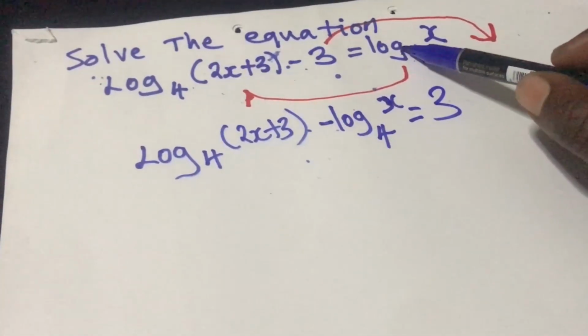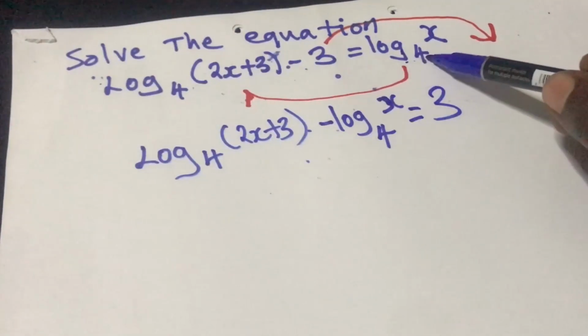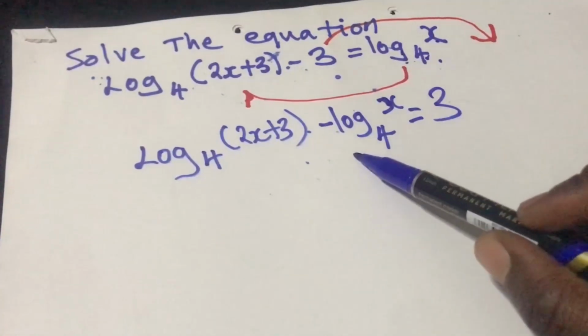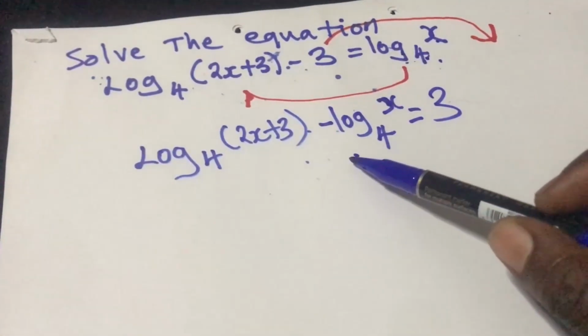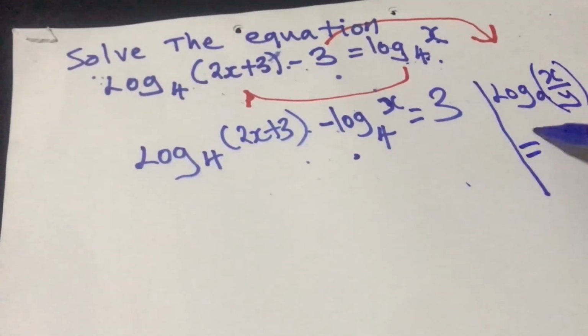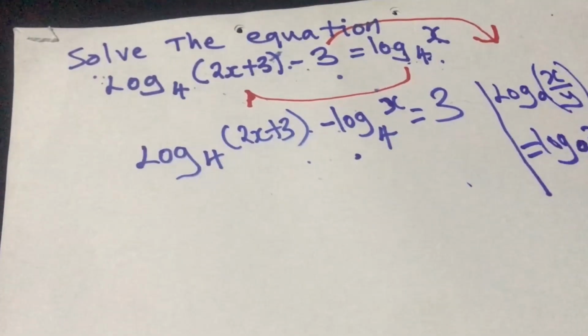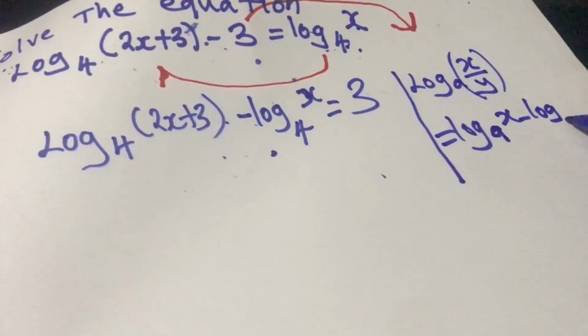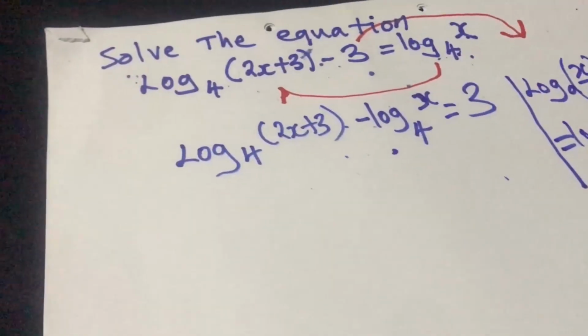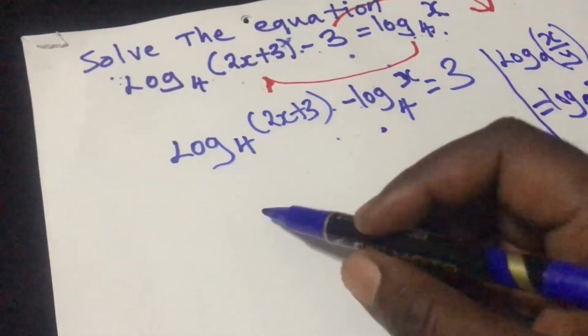And then this log base 4 of x, when it jumps the equal sign, it is going to be negative. That's why it's a negative here. So once you reach here, you now use this rule. You know that log of a, x over y is equal to log of a x minus log of a y. So that rule, you remember the division rule, is the one that we are going to use here now.